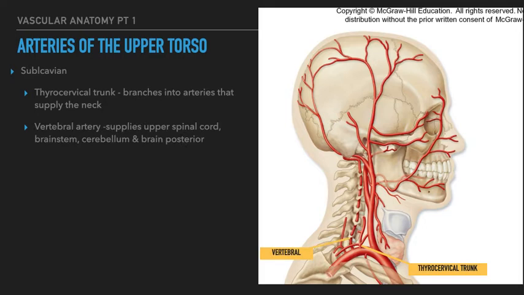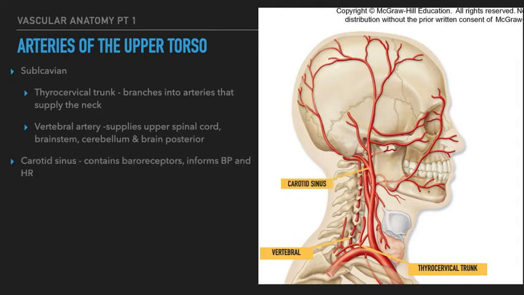The vertebral artery originates from the subclavian artery, and each vertebral artery, one from each side, is going to course up along each side of the neck, and then it's going to merge within the skull to form a single artery. Ultimately, this artery will supply blood to the upper spinal cord, the brainstem, the cerebellum, and the posterior part of the brain.